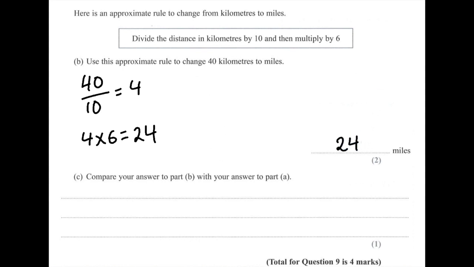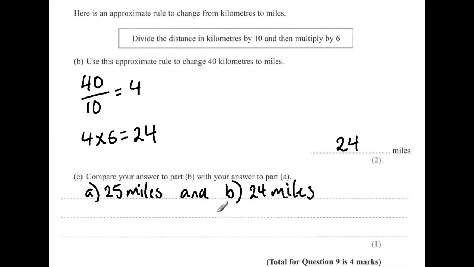Question C. Compare your answer to part B with your answer to part A. Our answer to part A was 25 miles. And B was 24 miles. It's very similar to each other. Very close to each other.